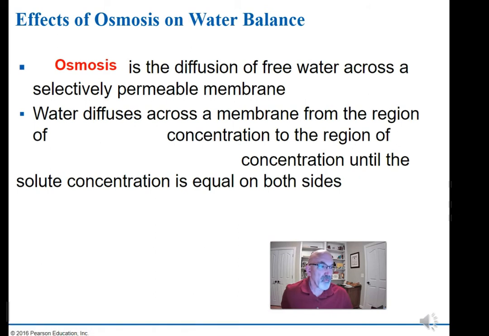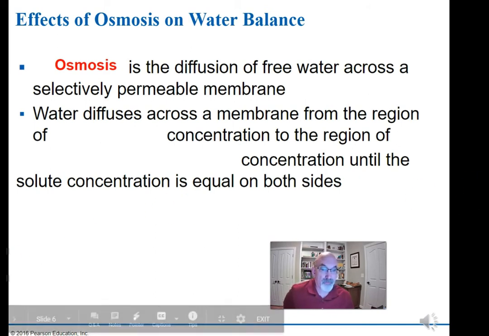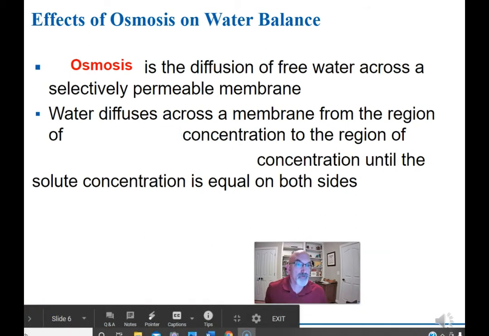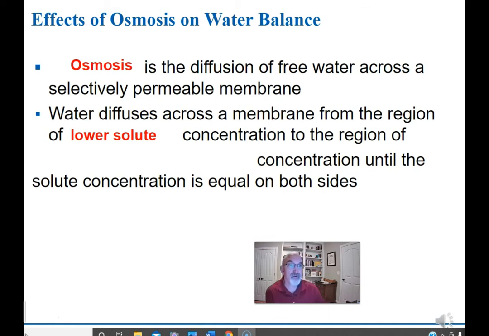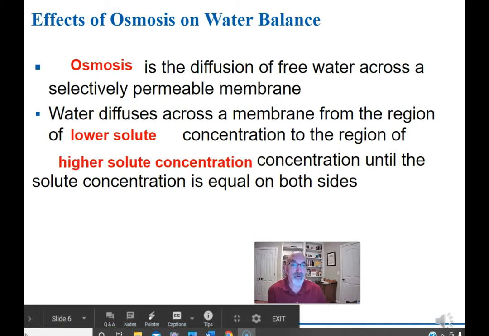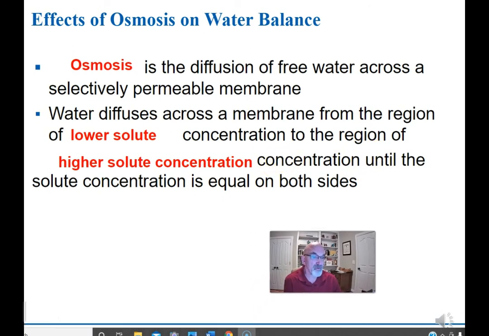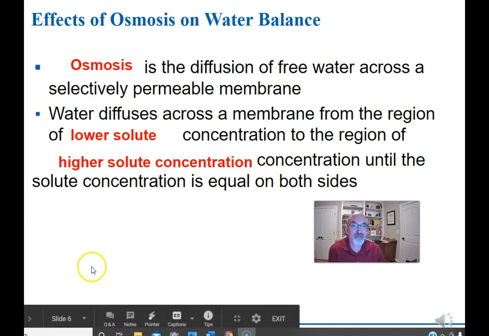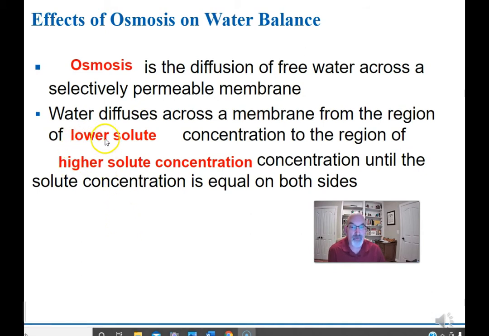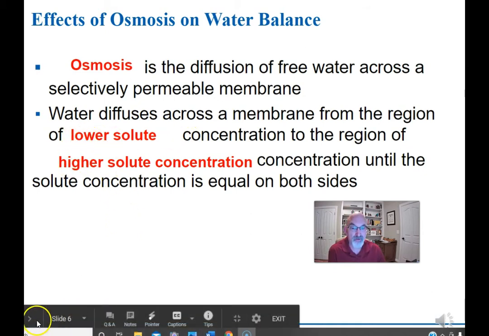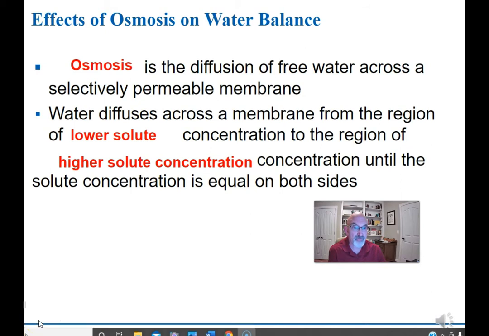Osmosis is the diffusion of free water across a cell membrane. Water diffuses across a membrane from the region of lower solute concentration to the region of higher solute concentration, until the solute concentration is equal on both sides. So water is moving in response to the solute concentration.